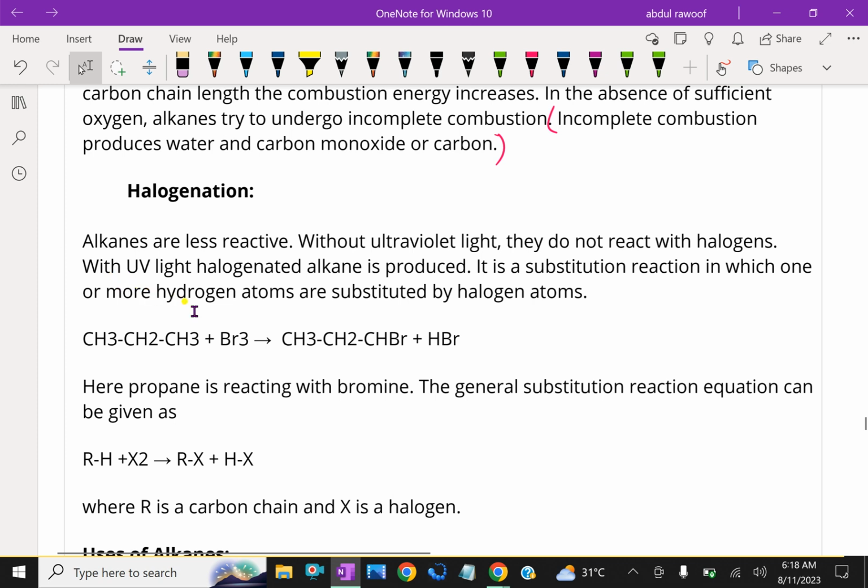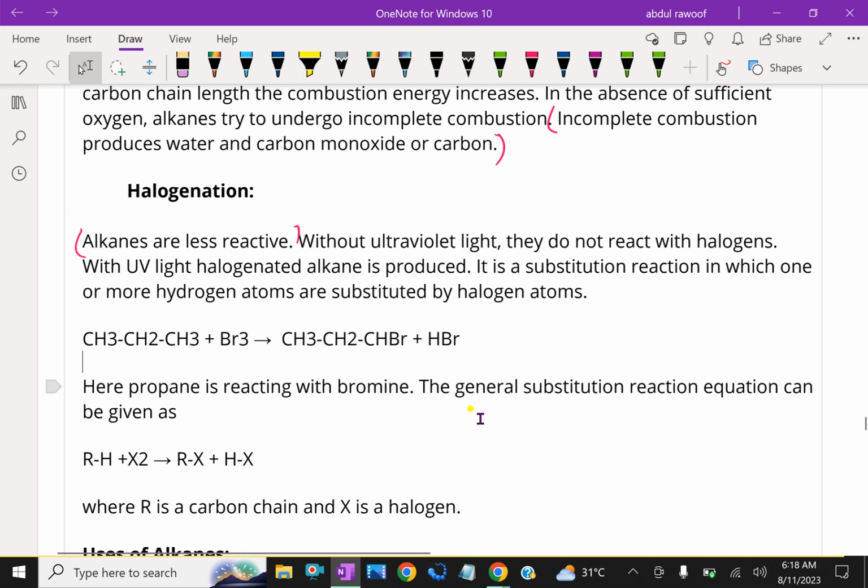Halogenation. Alkanes are less reactive. Without ultraviolet light, they do not react with halogens. With UV light, halogenated alkanes are produced. It is a substitution reaction in which one or more hydrogen atoms are substituted by halogen atoms. For example, CH3CH2CH3, propane, plus Br2, bromine, gives CH3CH2CH2Br plus HBr.